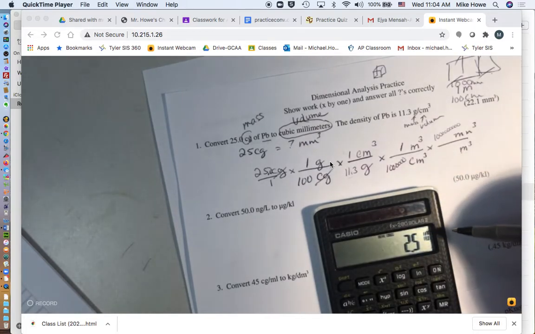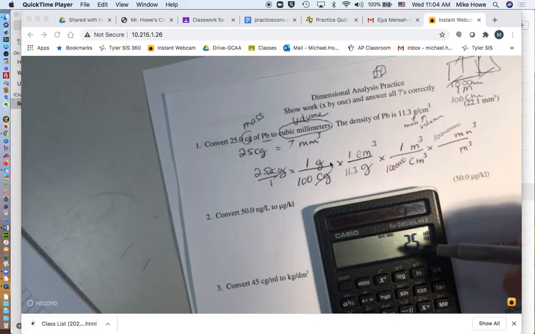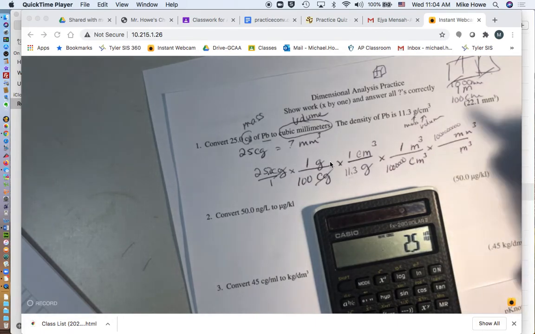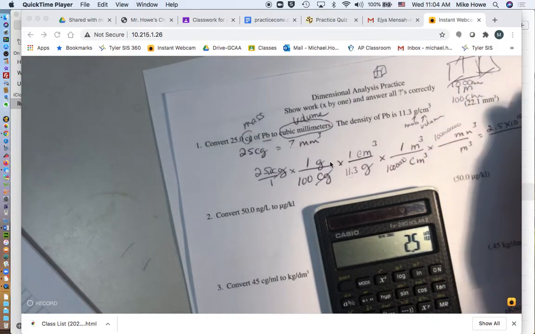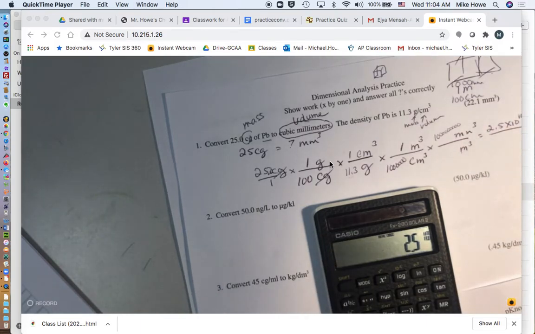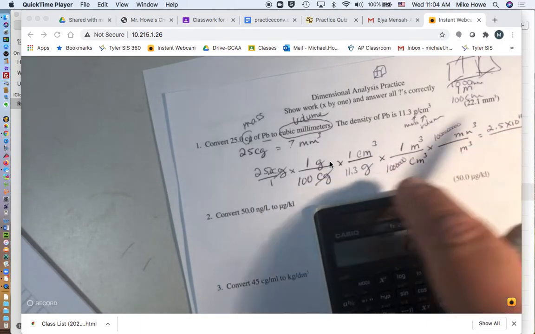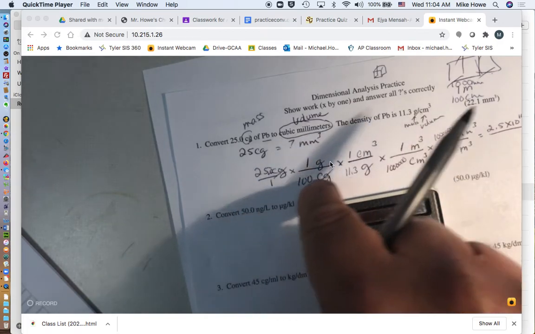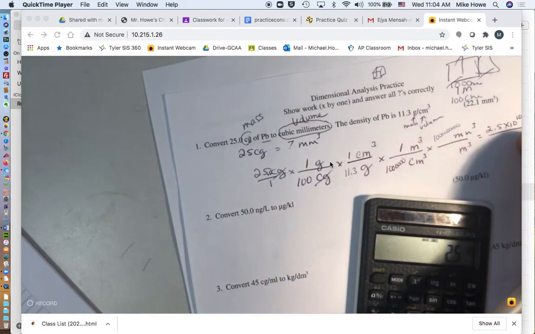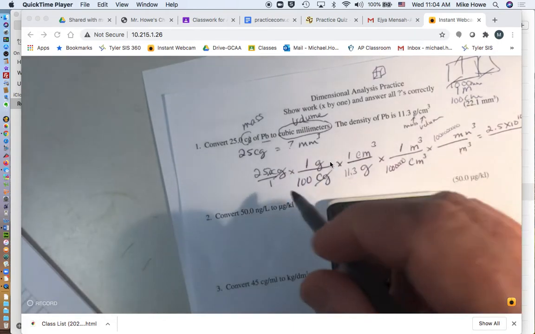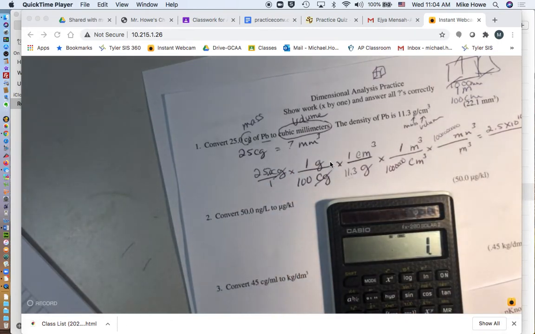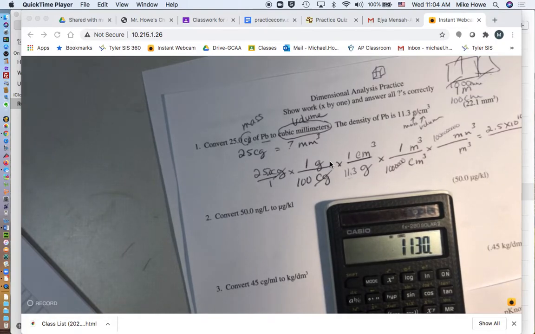When the calculator comes up with an answer like this, that means 2.5 times 10 to the 10th power. I'm going to write that at the top, 2.5 times 10 to the 10th. On the bottom, I'm going to divide by everything that's on the bottom. Now you have a couple of options. I guess I'll show you both options. So we would take 1 times 100 times 11.3 times 1 million.